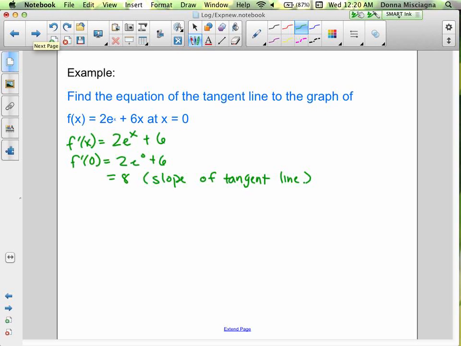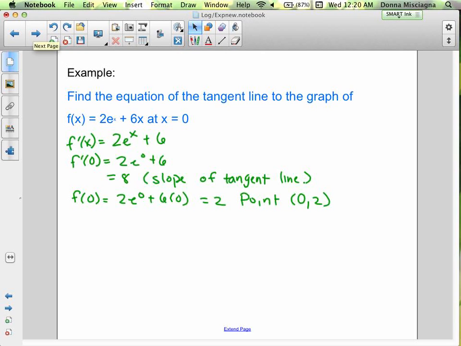All right, now we need to find the y value of the function. So we need to find f of 0. All right, so that's going to be, that's in the original function. That would be 2e to the 0 plus 6 times 0. All right, so 6 times 0 is 0, and 2e to the 0, that's 2. All right, so our point is 0, 2. Another y-intercept. So now we can just write the equation of the tangent line.